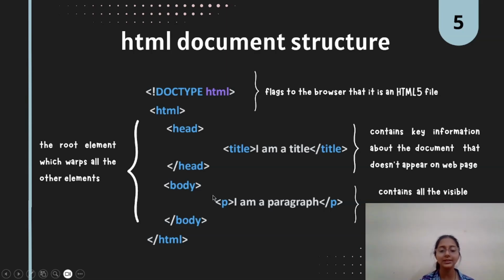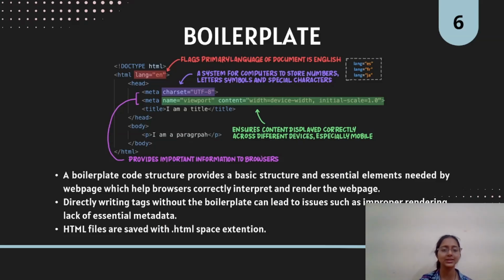The body tag is the tag in which you write all the elements, all the content which you want to express over your web page, which you want the users to see. So this is the boilerplate of an HTML document, and you save all the HTML files with the .html extension.